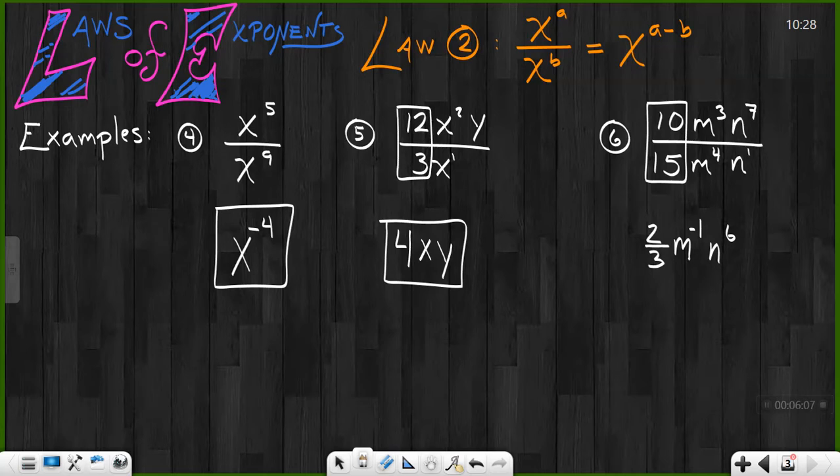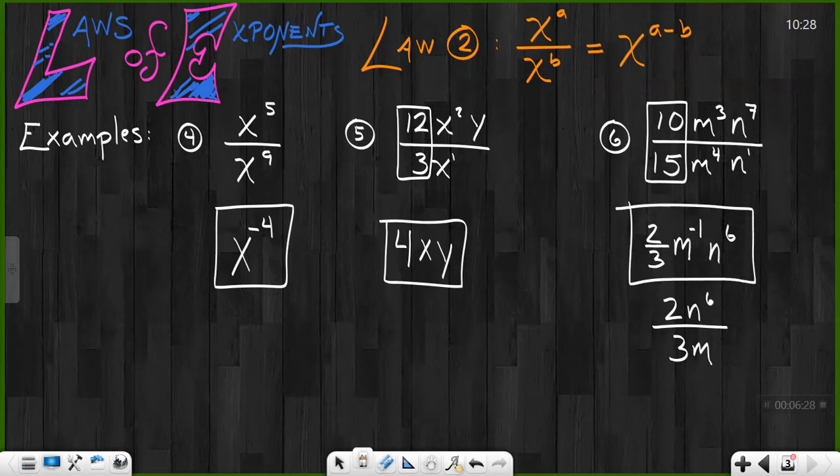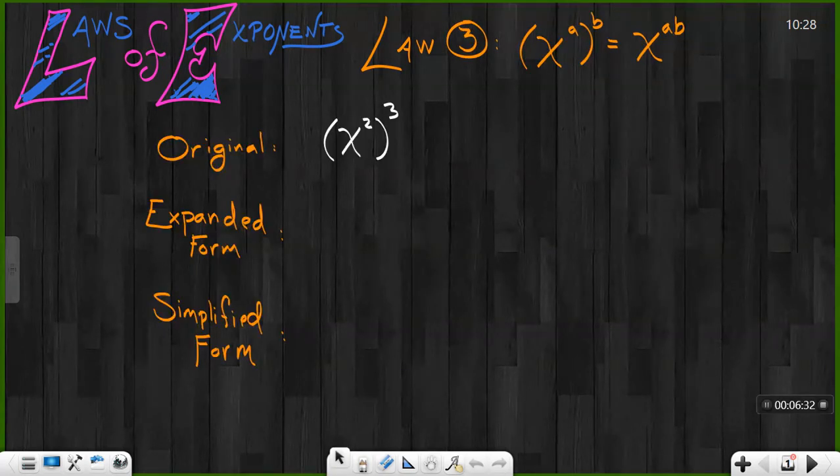An alternate way to write this one here, should you want to do that, is to have 2n to the 6 on top and 3m on the bottom, because really I've got 2 in the numerator along with my n's because there were more n's up top, and I have 3 in the denominator along with my m because there were more m's on the bottom. We're going to see just what that means and how that works again when we get to law 5. All right, let's take a look at law 3 now.